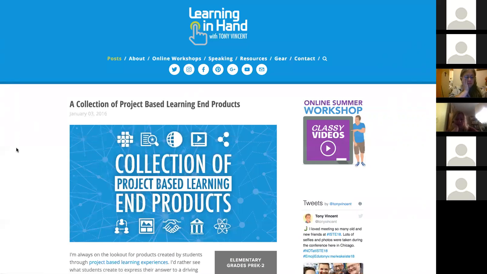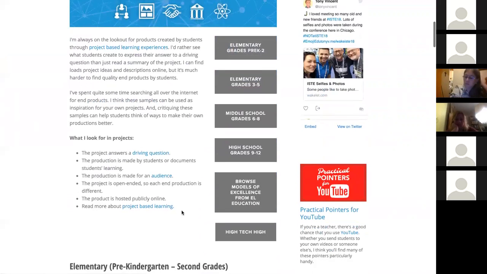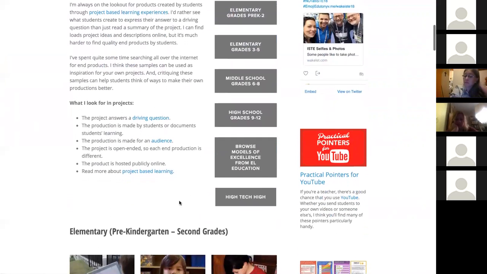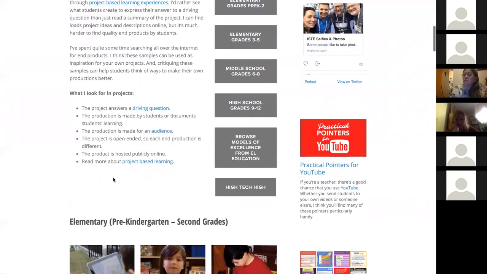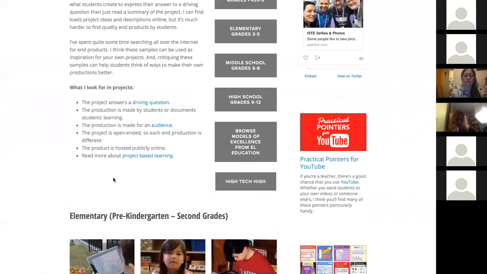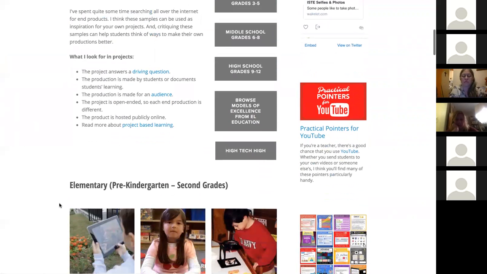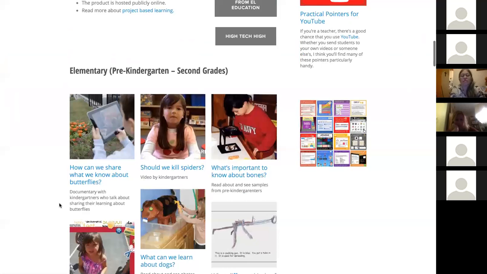And so he's collected stuff according to grade levels, and talked about what his criteria is, which I think is very much related to the Buck Institute's eight buckets related to project baseline. So there's more examples in here as well.